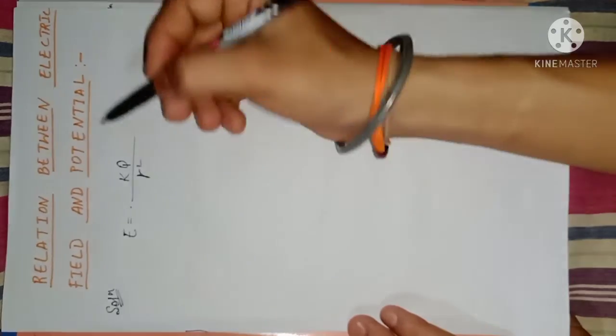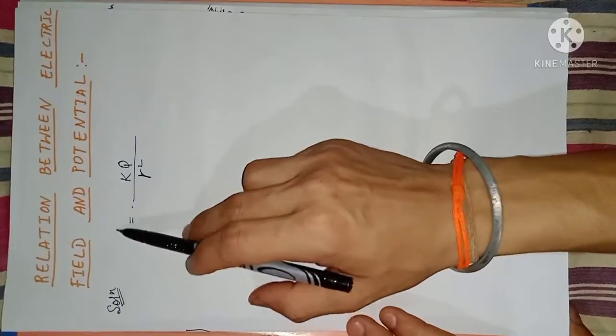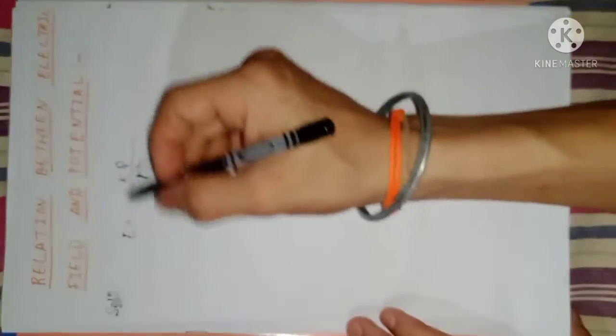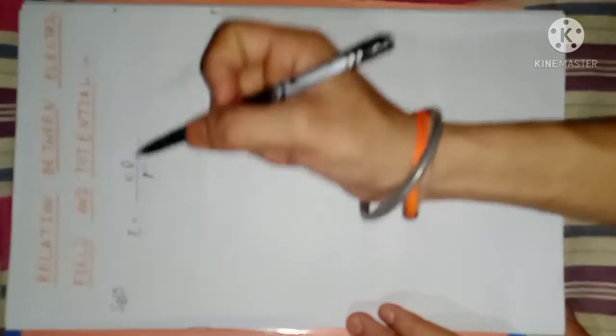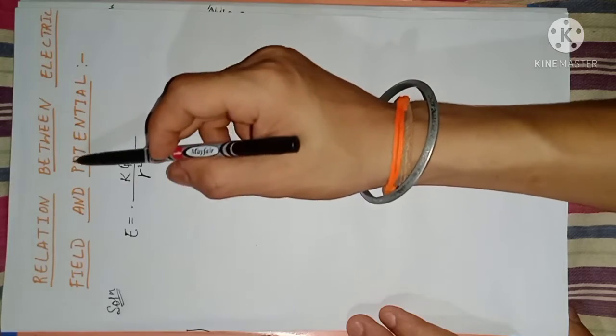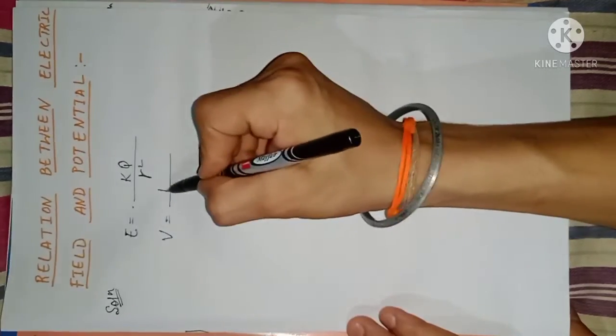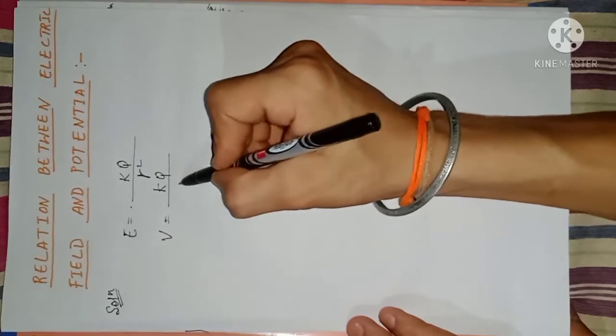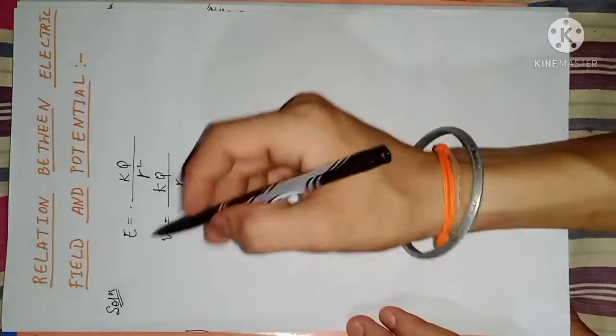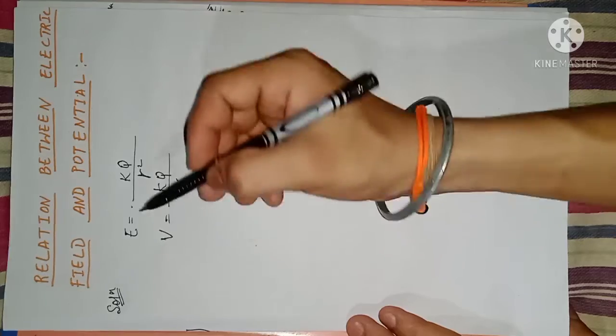We write electric field is equal to kq by r square, isn't it? This is the relation you have learned about the electric field lines in chapter 1. We have also learned the equation for potential: potential V is equal to kq by r, isn't it? We have learned this in the previous chapter.